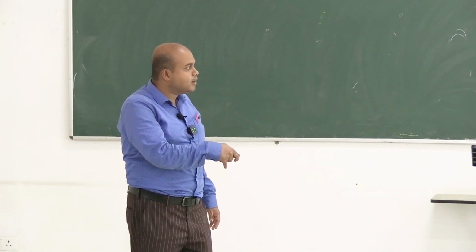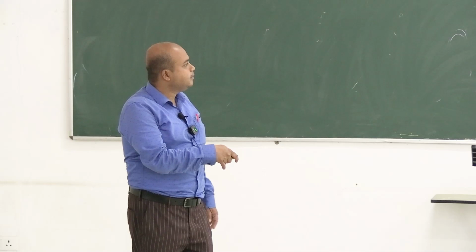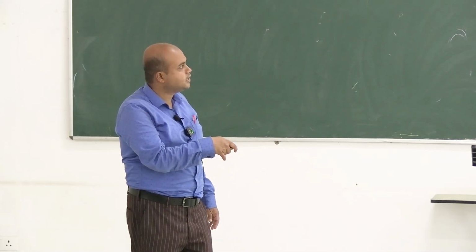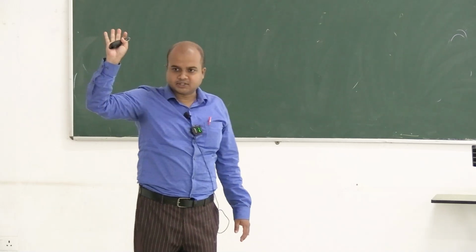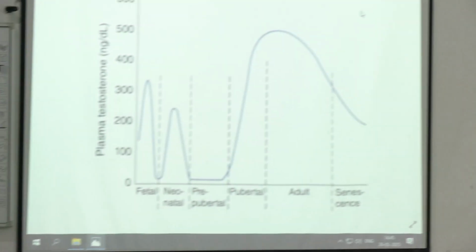Then up to pre-puberty, in pre-puberty, testosterone is very low. Then in puberty, which we'll discuss next, testosterone gradually rises, in adulthood it stays high, and then again decreases in old age. This is the normal human. This is just for you; we'll start the discussion on puberty.